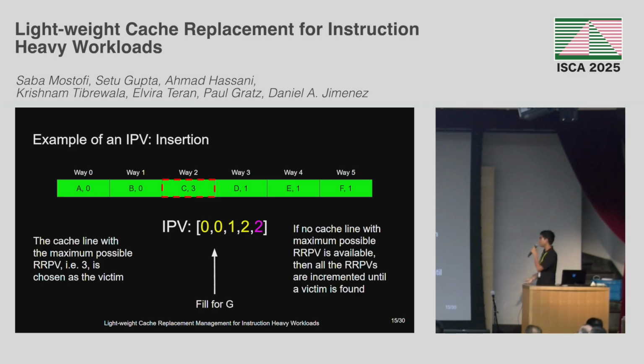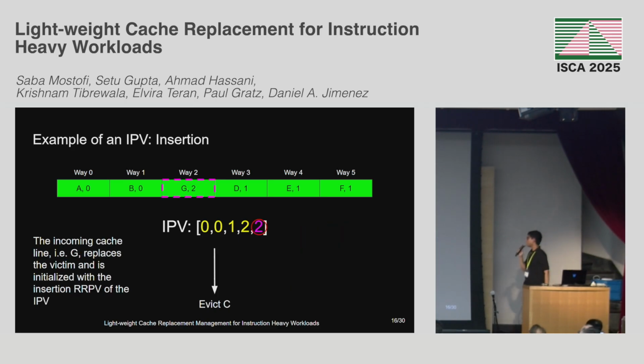So whenever we get a fill, we need to first of all decide who do we kick out. As with RRIP, we just pick the cache line with the maximum possible RRPV. In our case, this happens to be cache line C, so we kick out cache line C. Note that it might be possible that there are no cache lines with the maximum possible RRPV, in which case we age every cache line by 1 and try again. Or there might be multiple cache lines with the highest RRPV, in which case we just randomly pick one of them and kick it out.